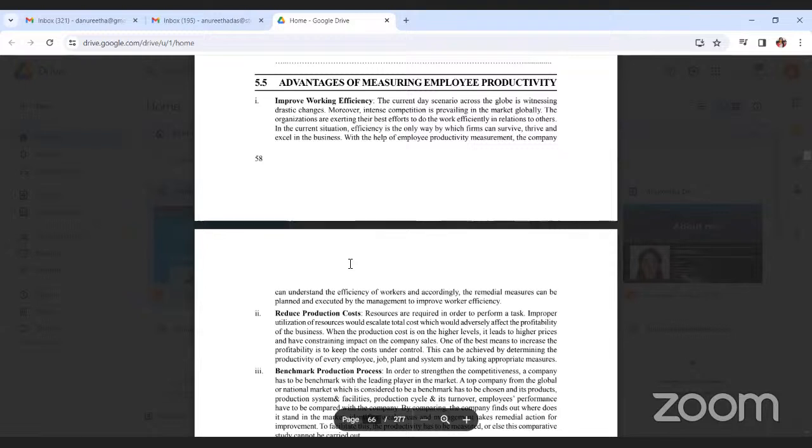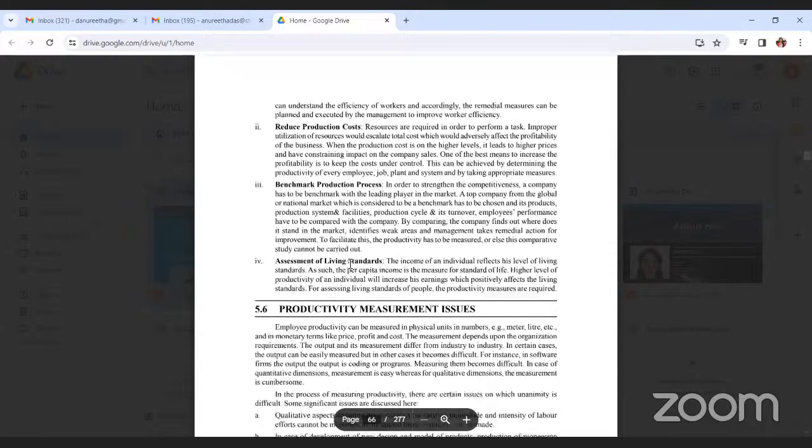Basically, exerting the best efforts in relation to others. Also, to see in the current situation what efficiency the firm needs to thrive and succeed in the business. So, with the help of measuring productivity through the above measurements, you are able to understand the efficiency of the workers, and accordingly, you are able to measure what kind of planning you can do for your organization in order to improve this working efficiency.